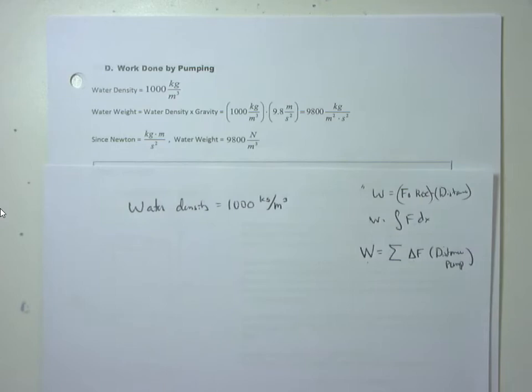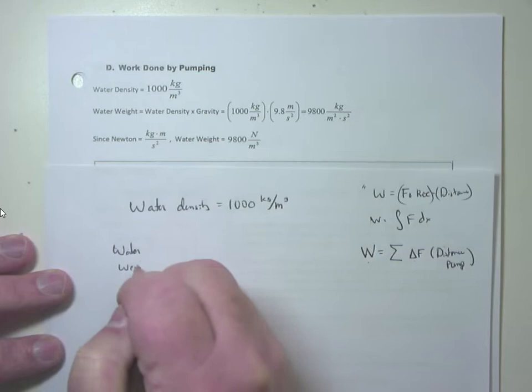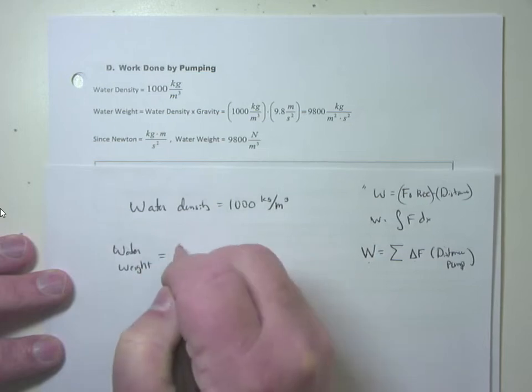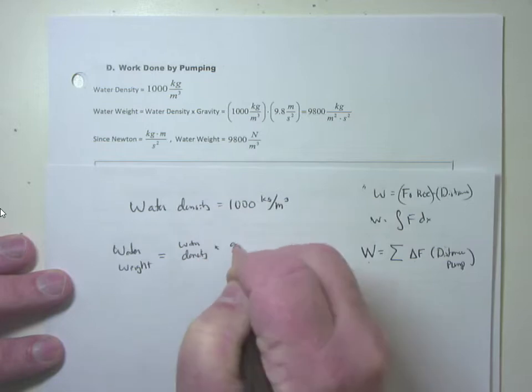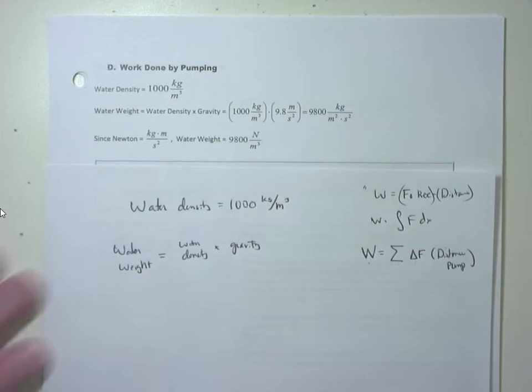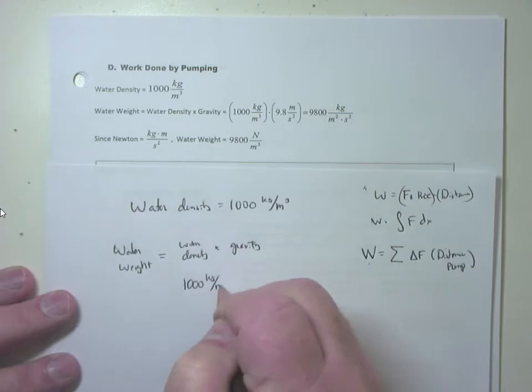The problem is density tells you pretty much mass per volume. That's what density is, kilograms per meter cubed. But to turn mass into weight or force, you got to multiply it by gravity. So what I call water weight, that's equal to your water density times gravity. Now, what is the water density? Water density is 1,000 kilograms per meter cubed.